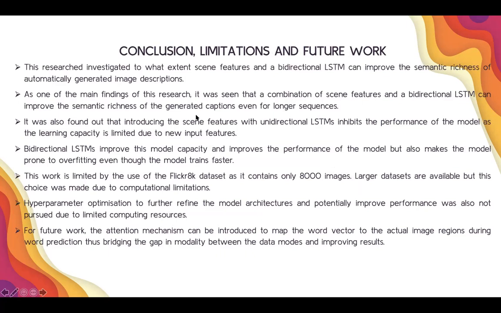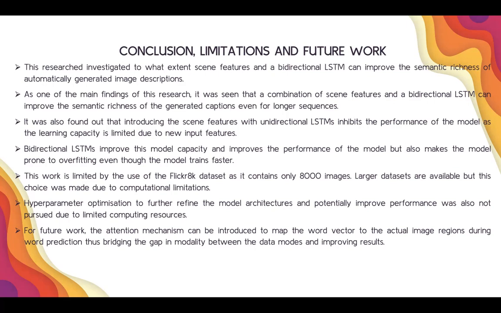So finally, for the conclusion, the limitations, and the future work. Restating the research question, this research investigated to what extent scene features and bidirectional LSTMs can improve the semantic richness of automatically generated image captions. As one of the major findings of the research, we saw that this combination of scene features and bidirectional LSTMs can improve the semantic richness of the generated captions, especially for longer sequences, thereby backing up the thesis that bidirectional LSTMs perform well for long captions.